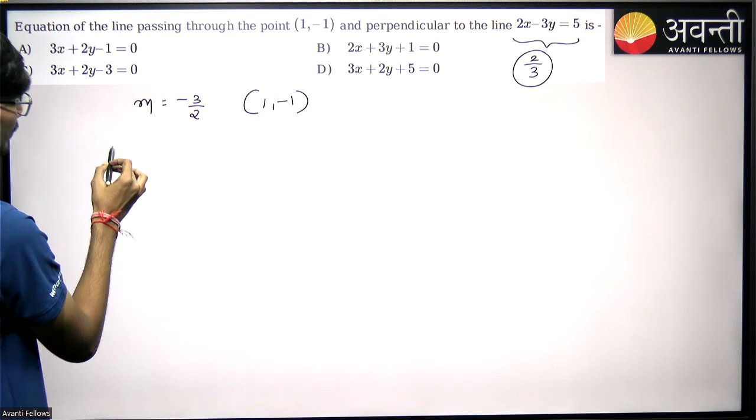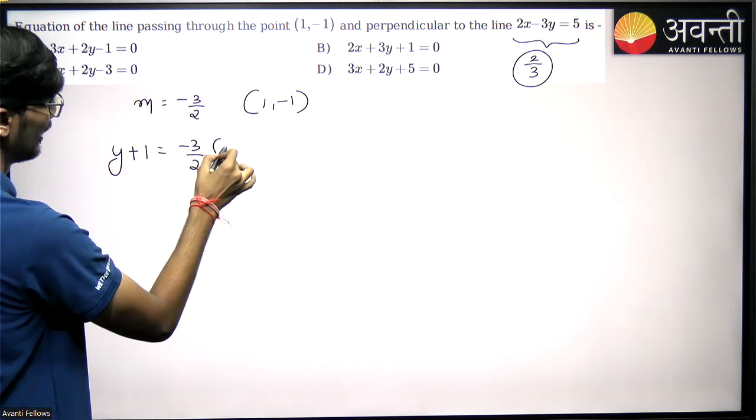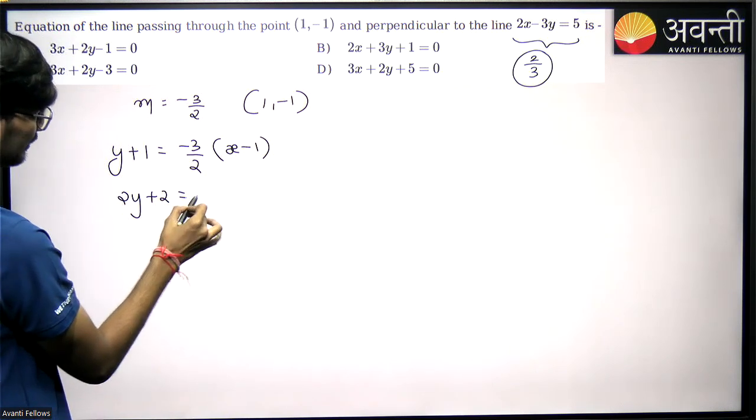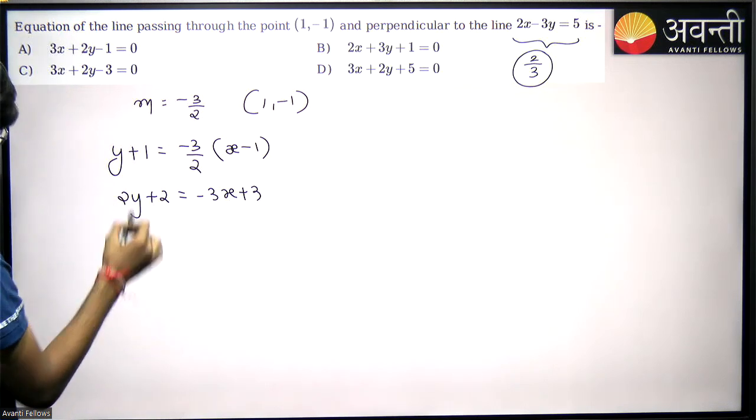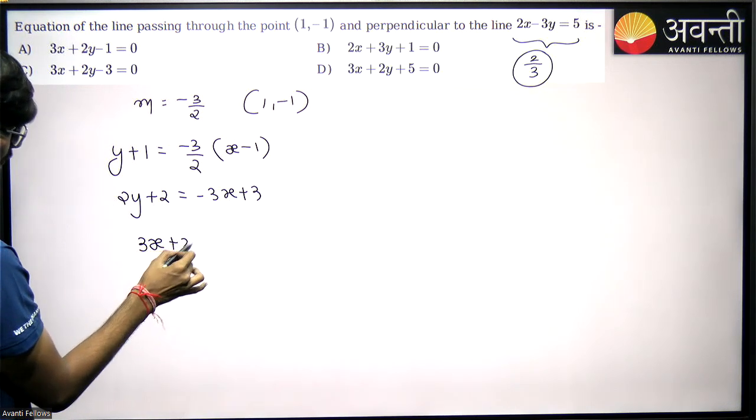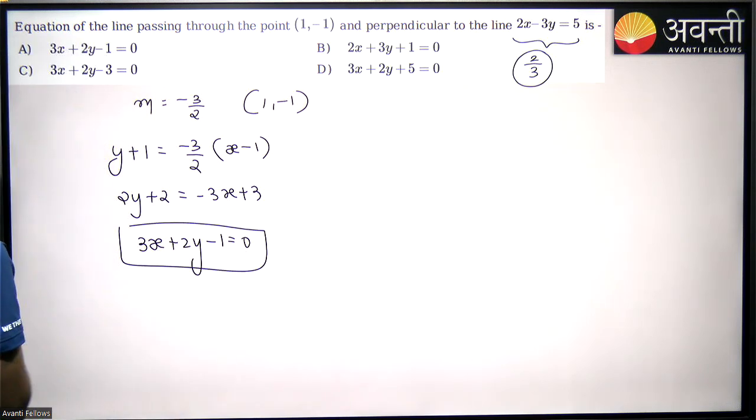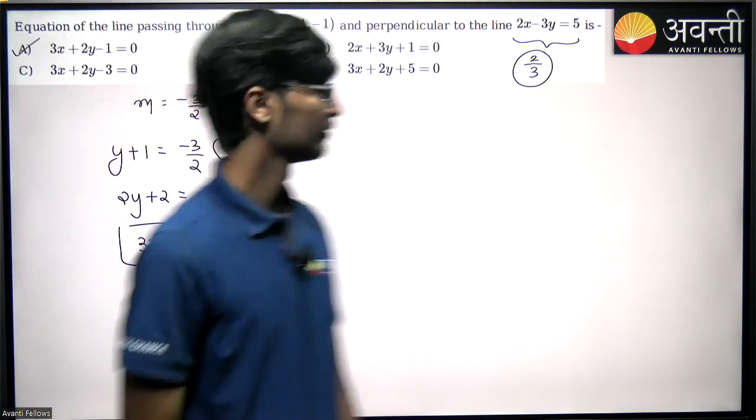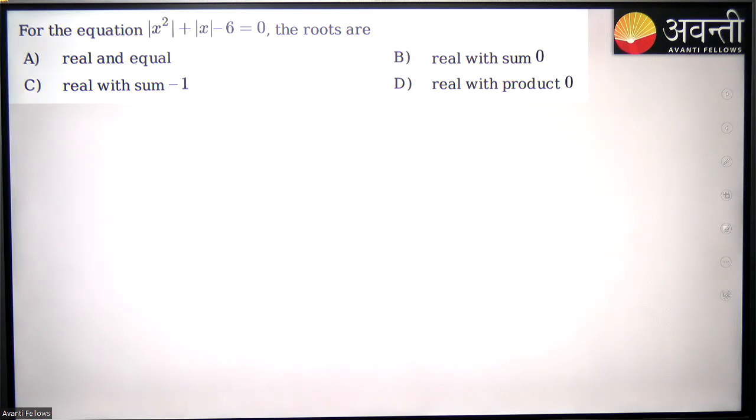Let's use the slope point form. So y minus y1 equals m times x minus x1. So 2y plus 2 is equal to minus 3x plus 3. Take everything on the left hand side. So 3x plus 2y minus 1 equals 0. Simple. Which option is it? I think it is option A, 3x plus 2y minus 1 equals 0. Got it? Let's see what we have next.